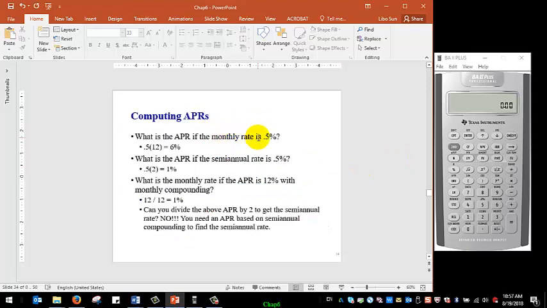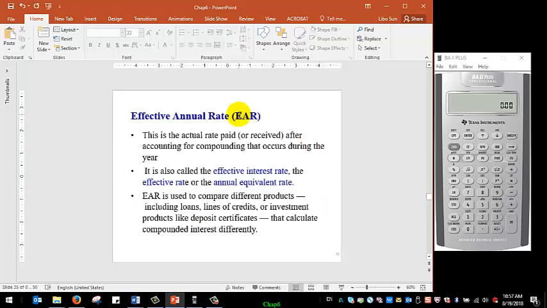So if you know the monthly rate, you can convert to APR by multiplying by the number of compounding frequency. Now we're going to talk about effective annual rate, EAR. This is not displayed or communicated to the investors. This rate will help us to compare different types of products, loans, lines of credit, in different investment choices. So you can think of a bank wanting tools to compare different instruments.